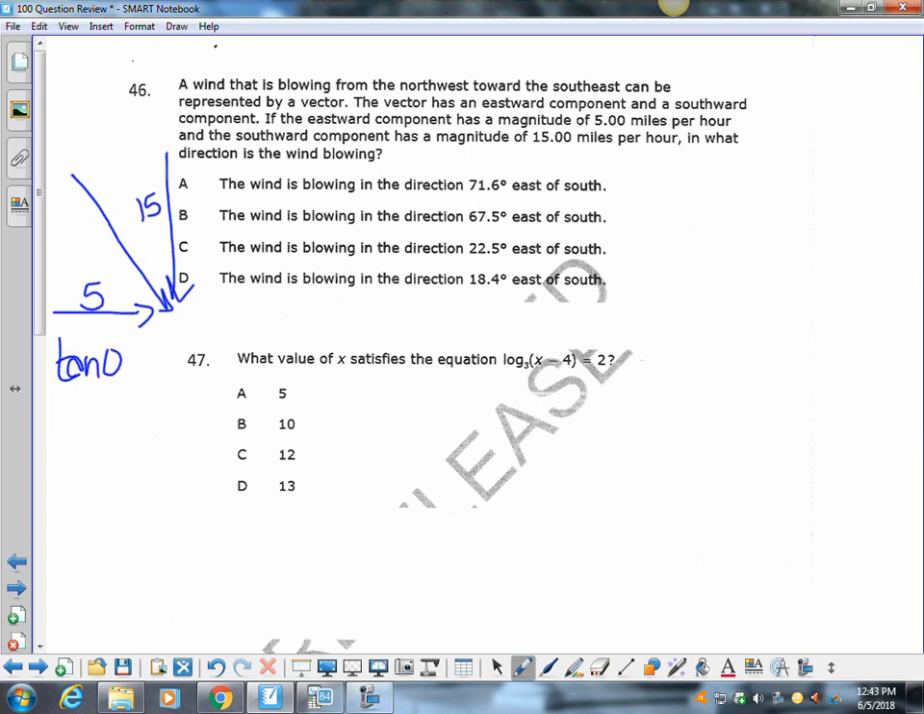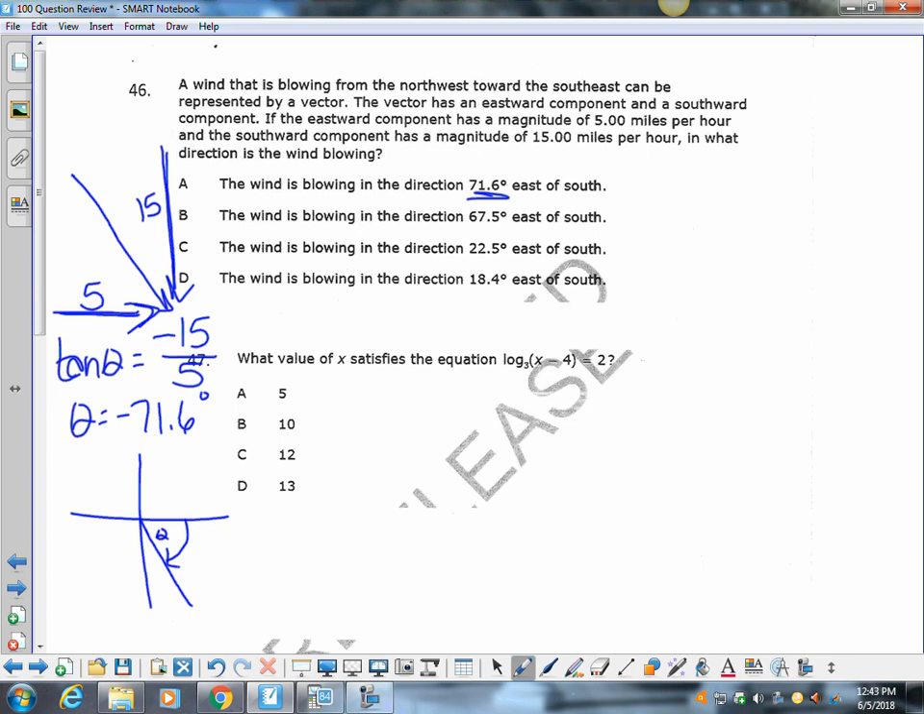I'm just going to do tangent of theta equals a negative 15 because this is down over positive 5 because this is going to the right. And when I do that, I get an angle of negative 71.6 degrees. Now, and that's there. So that's very tempting. Okay, but if you think about what you know about an angle, negative 71 degrees is this. That's this angle right here. That's negative 71.6 degrees. All of these answers are talking about east of south.